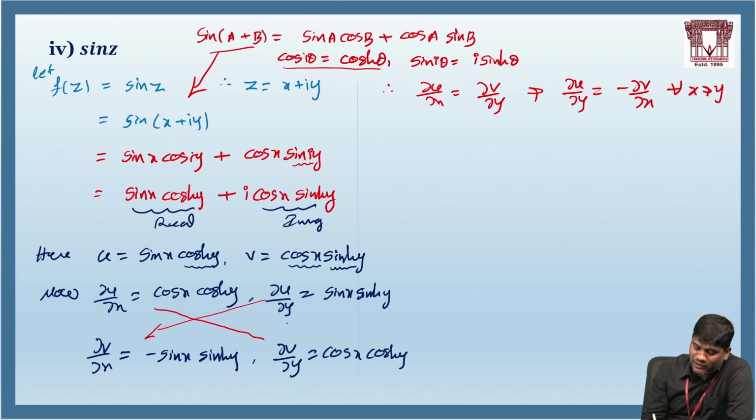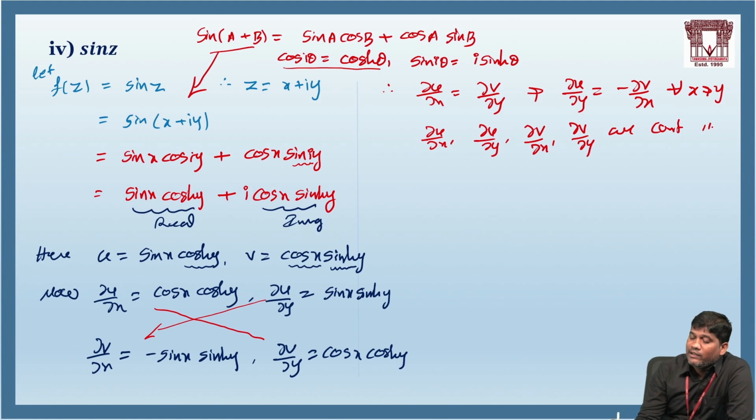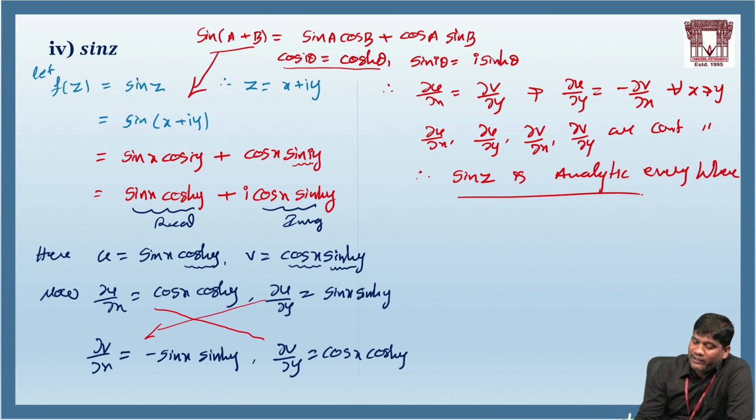∂u/∂x, ∂u/∂y, ∂v/∂x, ∂v/∂y, all are continuous for all x and y. Therefore this function sin z is analytic everywhere, so that it is also an entire function.